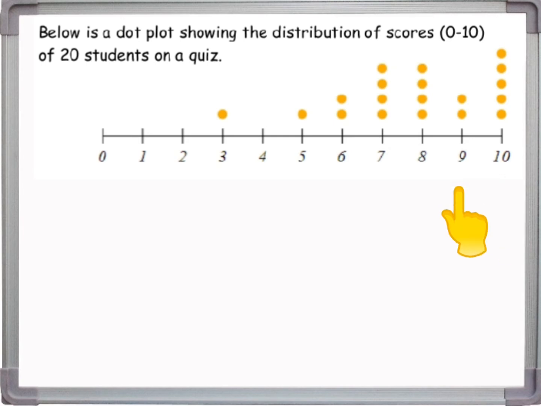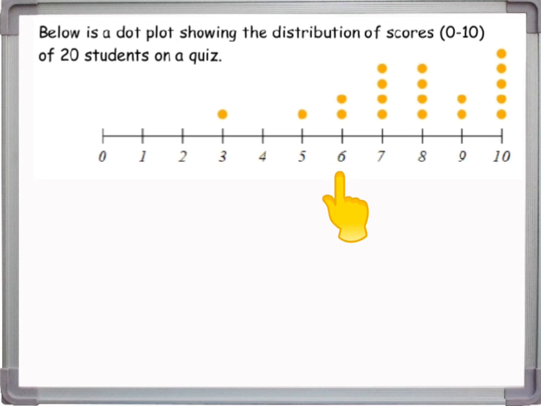It also tells us that 2 students score a 9 on the quiz because there are 2 dots on the number 9. And 4 students score an 8 because there are 4 dots on the number 8. Also, 4 students score a 7 because there are 4 dots on the number 7. Now, can you tell me how many students score a 6 on the quiz?